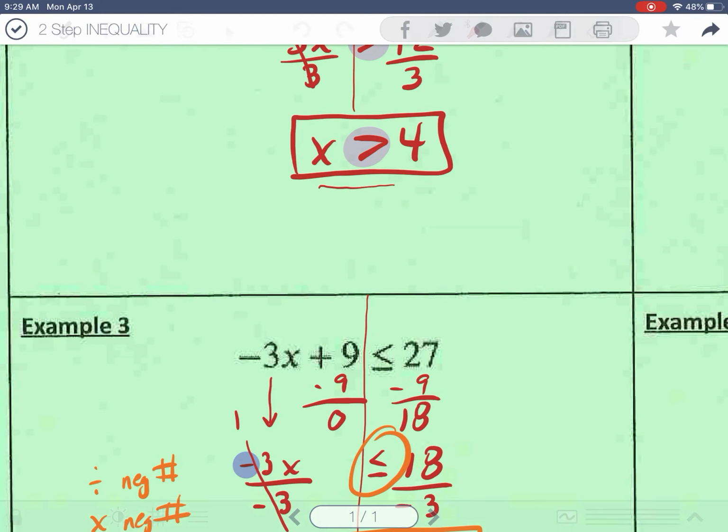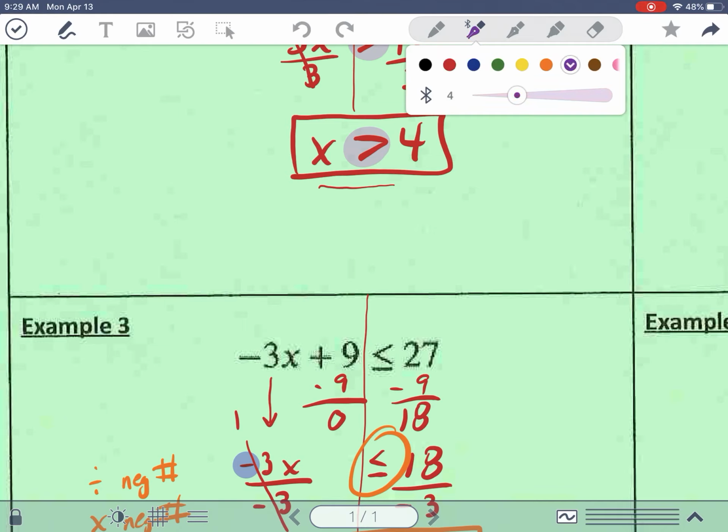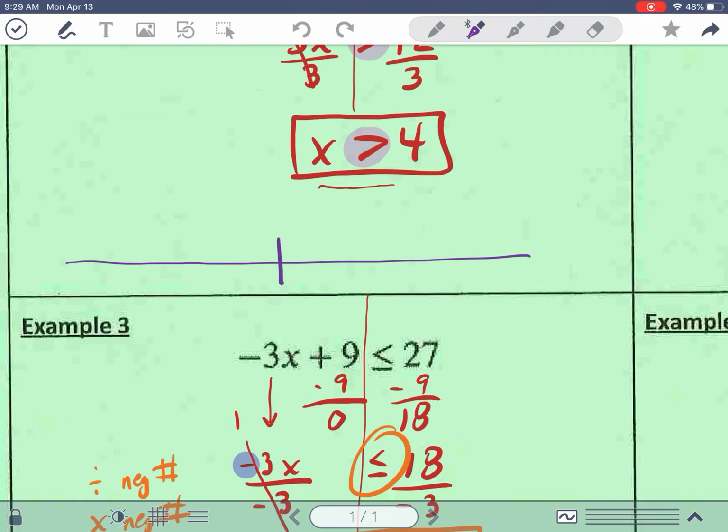Let's plot each one of these real quick. I'm going to plot my number line: 0, 1, 2, 3, 4. It says it's greater than 4, so it's going to be opening up to the right. It does not include 4, since it says greater than 4, more than 4. So that's how you would graph that one.